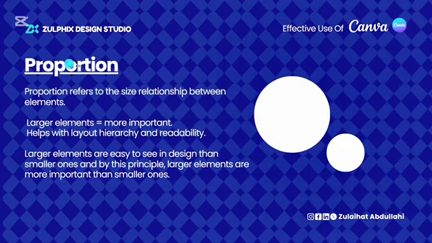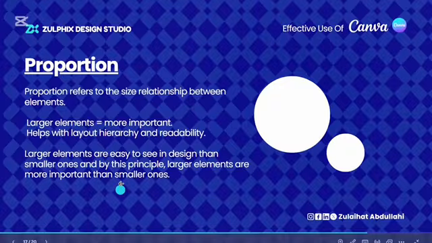While we have proportion. Proportion refers to the size relationship between elements. Larger elements signify that they are more important. It helps with layout, hierarchy, and readability. Larger elements are easier to see in design than smaller ones, and by this principle, larger elements are more important than smaller ones. So that's why if you are creating a topic, the name of the topic must be bigger, so that viewers will first know what it is that they are about to read, learn, or know more about.